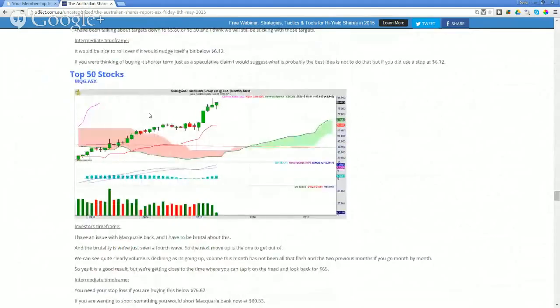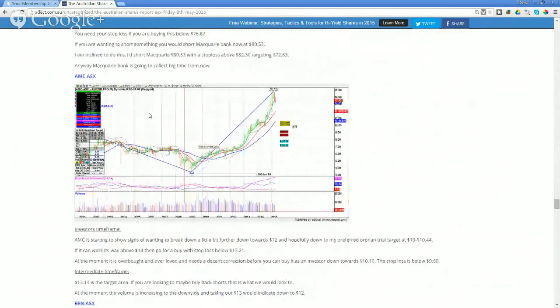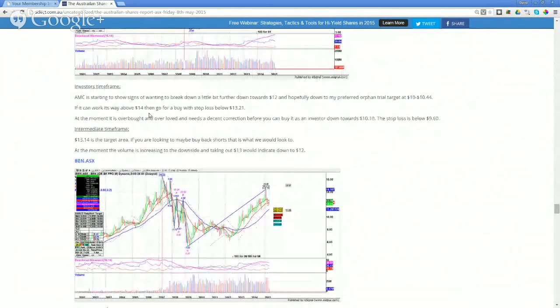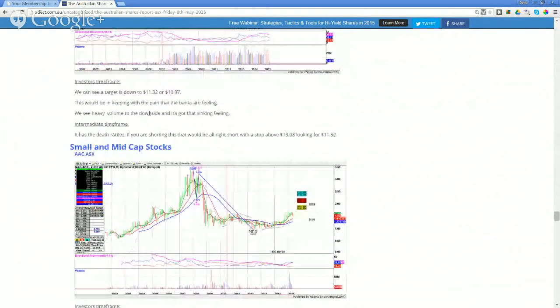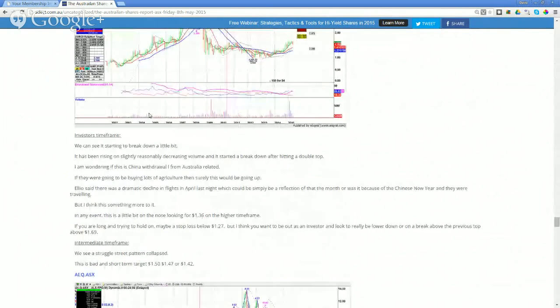Then we'll look at the top 50 stocks. We'll look at 3 or 4 of the top 50 stocks, like this time we've looked at Macquarie Bank, Bendigo Bank, and AMC, then small and mid-cap stocks.